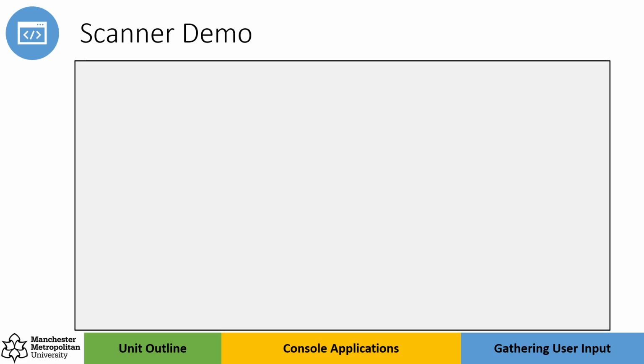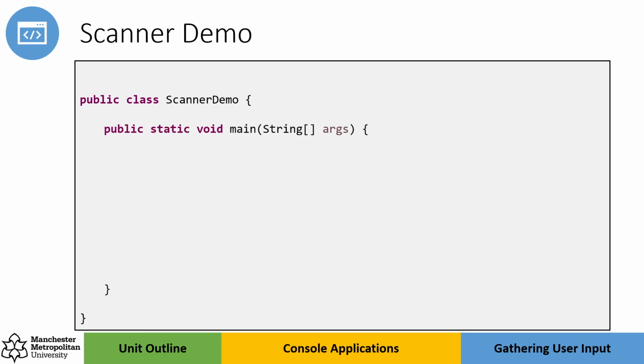So let's have a quick look at how this could work. We have a class here called ScannerDemo. It doesn't need to be called ScannerDemo. I could have called that anything. We then have a main method here, which means the program is capable of executing.